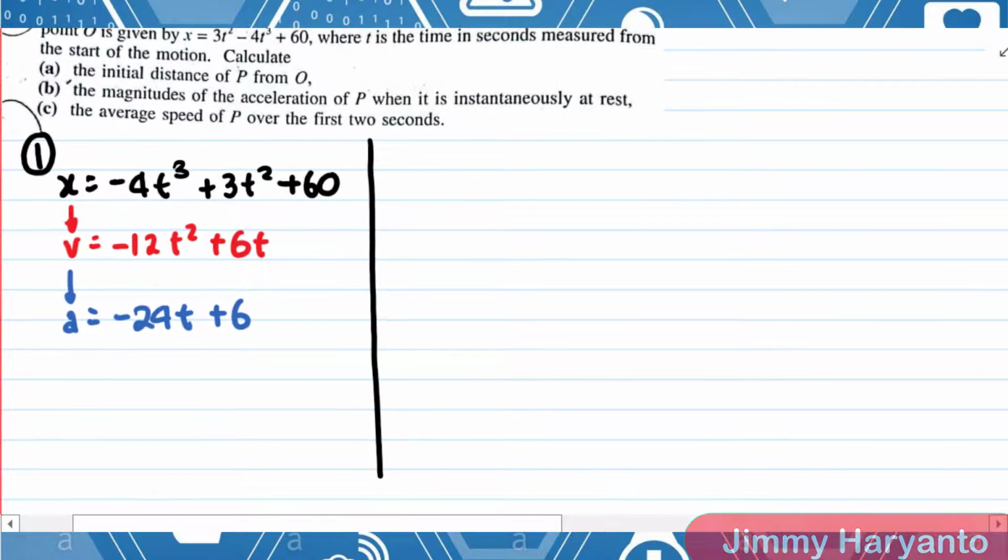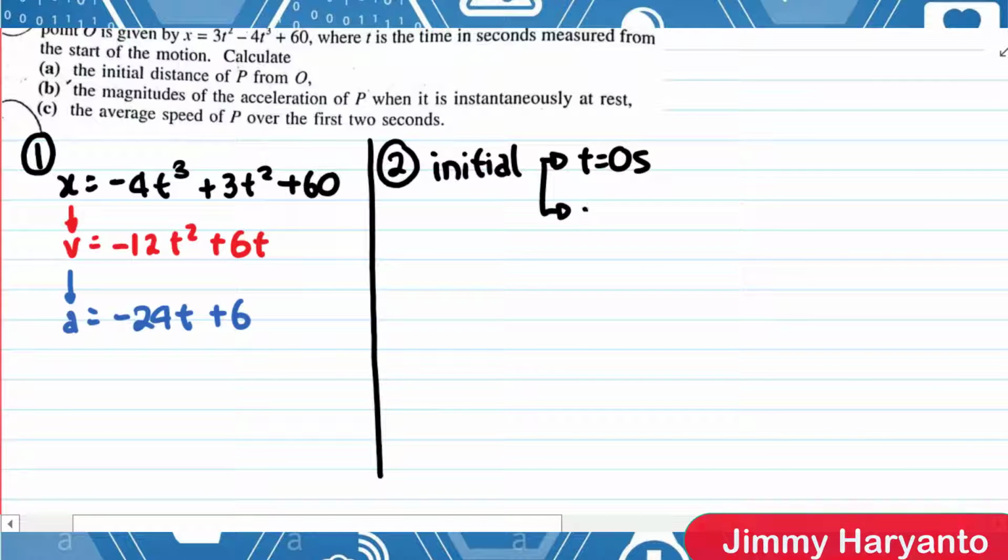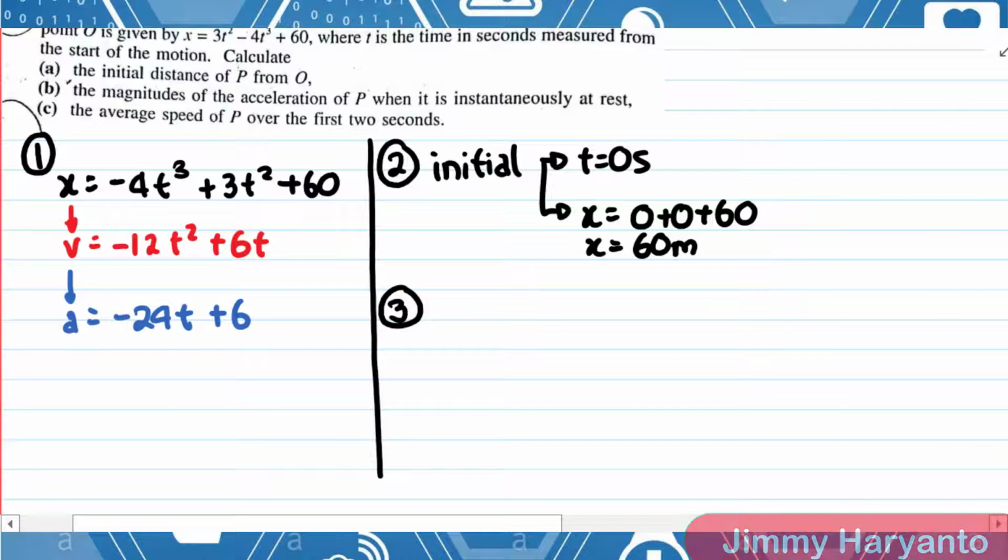Next is the preparation. For the preparation, you have to find the initial position. Initial position will happen when t equals 0 seconds. When t equals 0 seconds, the value of x will be 0 plus 60, using the equation. So the x will be 60 meters. That means the particle starts moving not from O, but from a point which is 60 meters away from the O.